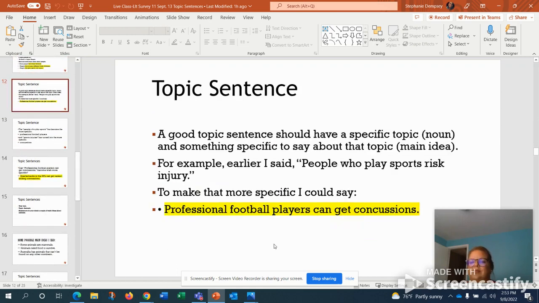So a good sentence should have a specific topic, which is a noun, and something specific to say about that topic, which is the main idea. So for example, earlier I said people who play sports risk injury. To make that more specific, I could say professional football players can get concussions. And that would be my topic sentence here that is highlighted.